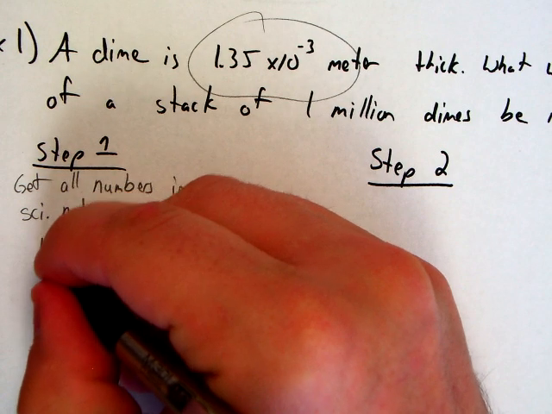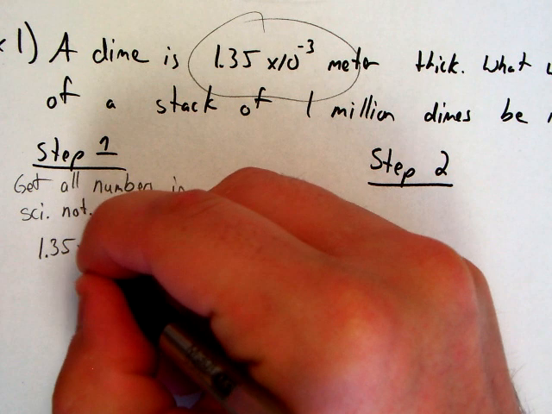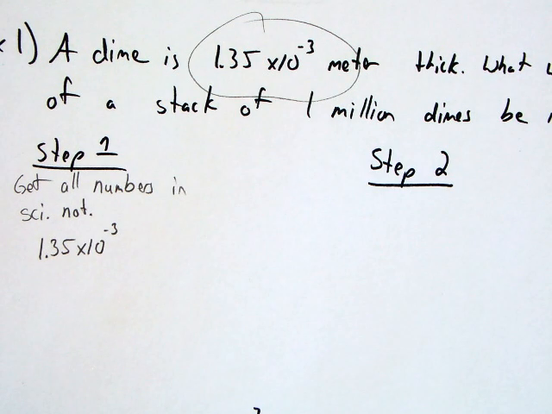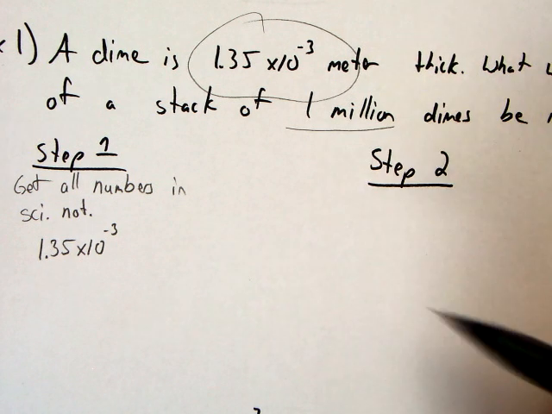So I have 1.35 times 10 to the negative third. 1 million, however, is not.